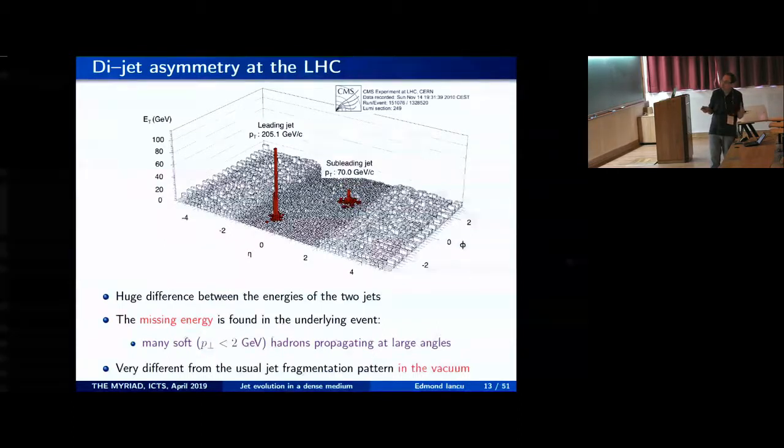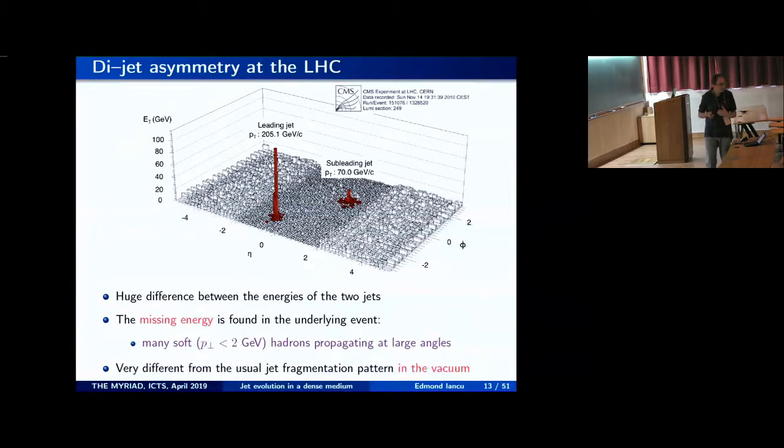Now, of course, at the beginning, people were asking, is there any energy missing from the event, or is it possible to recover the whole energy in the background? And it was possible. They made a very careful analysis of the event, and they found that the whole difference of energy between that jet and that jet is indeed carried by hadrons, which are propagating in the same hemisphere as the away jet.